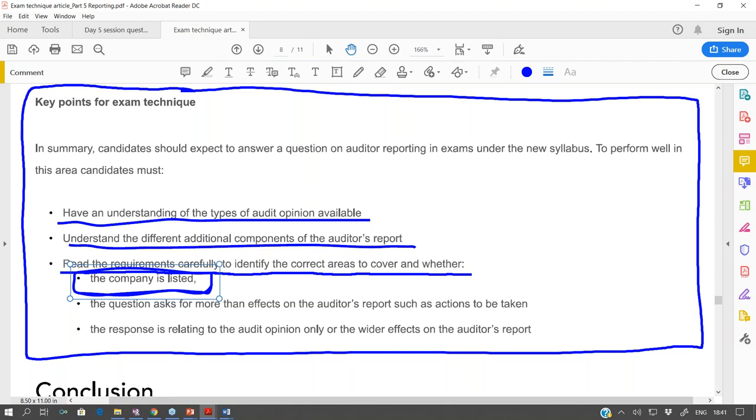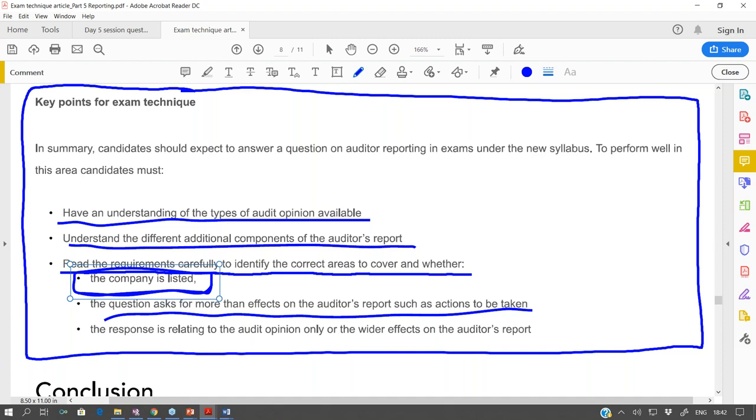Number two, the question asks for more than effects on the audit report, such as actions to be taken. A lot of the time, the student believes that a question on reporting is just about impacts on the report. But the examiner is saying that the question on reporting does not only include the impact. It might even ask you something like actions. How many times does the student believe that a reporting question only includes impact?